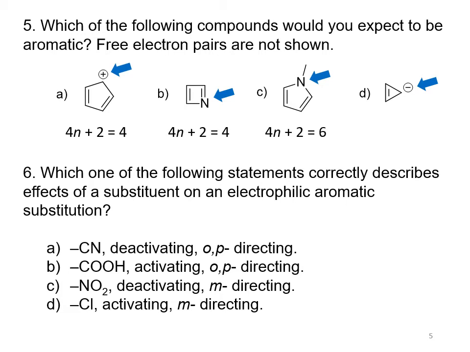D is not aromatic because we have, again, 4 delocalized electrons, if this compound were to be delocalized, because a negative charge on carbon means a free electron pair, and 2 electrons from the double bond, 4 electrons. So the correct answer is C.